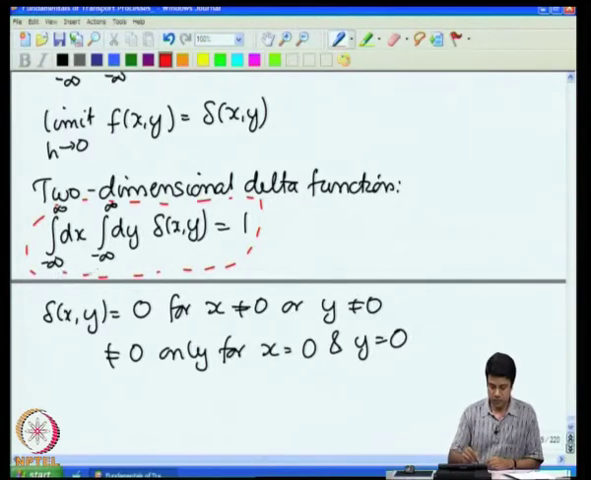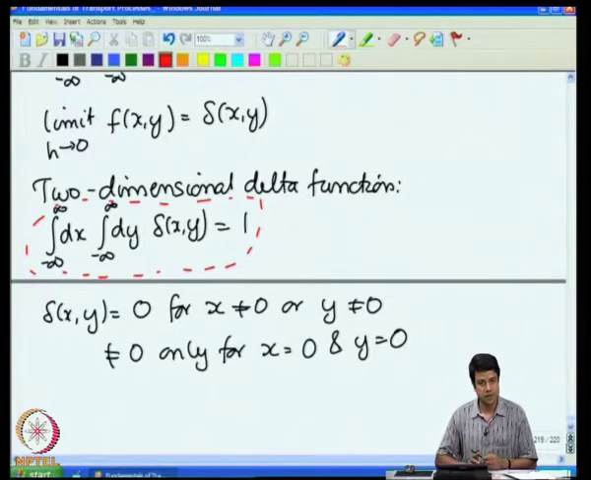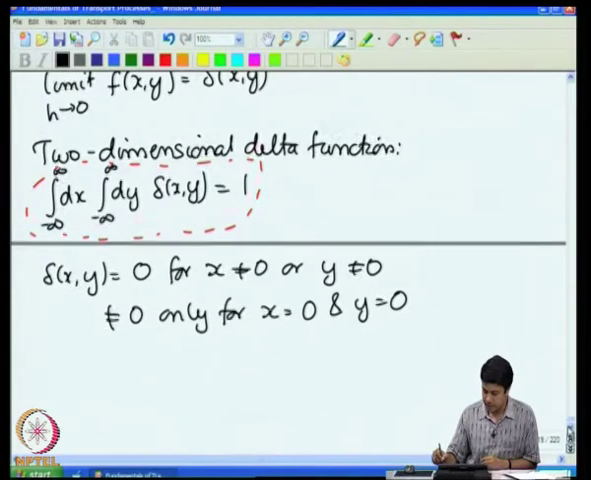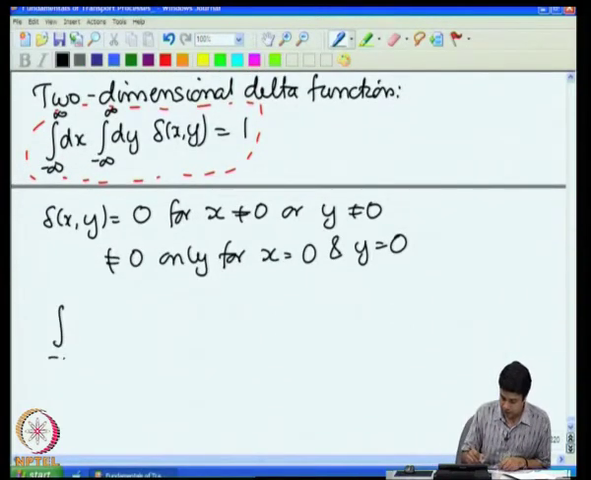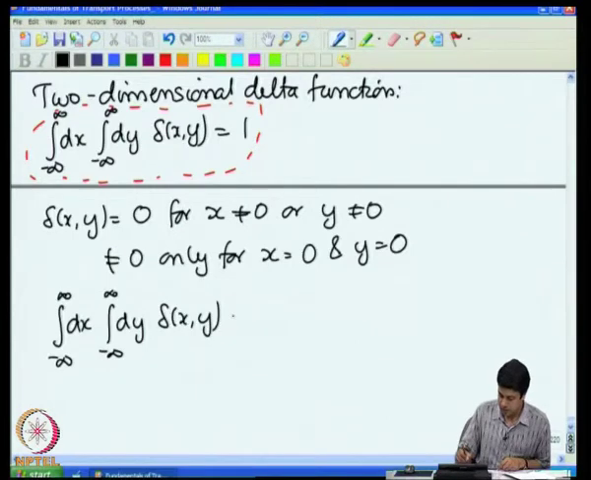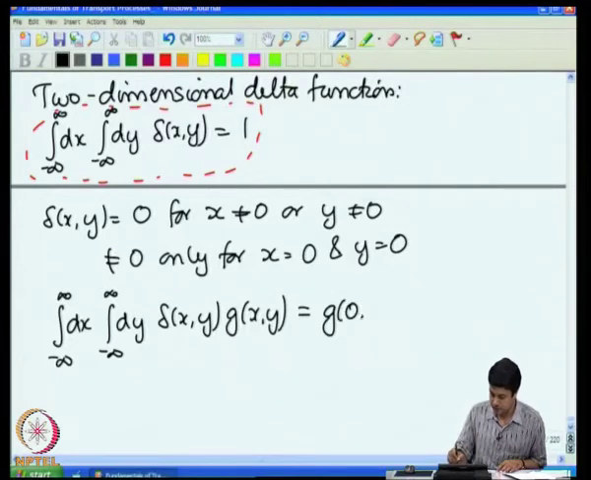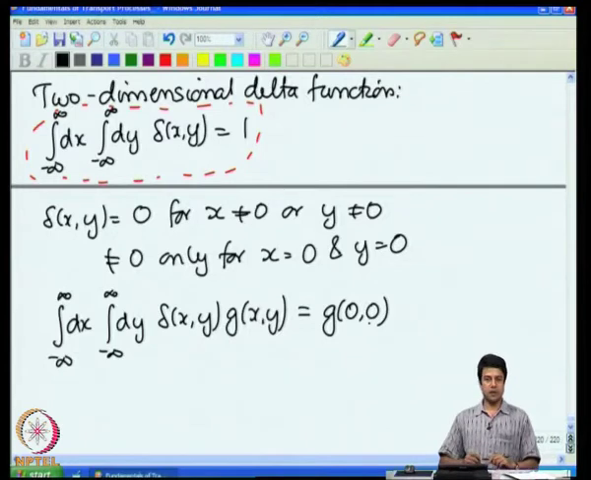And we had previously shown you in one dimension that integral delta of x times g of x is equal to g of 0. A similar condition can be easily derived here. Integral minus infinity to infinity dx integral delta of x y g of x y, where g is any function, is equal to g of 0 comma 0. So, this is the equivalent condition for the function g. Delta times g integrated from minus infinity to plus infinity is equal to g of 0 comma 0.